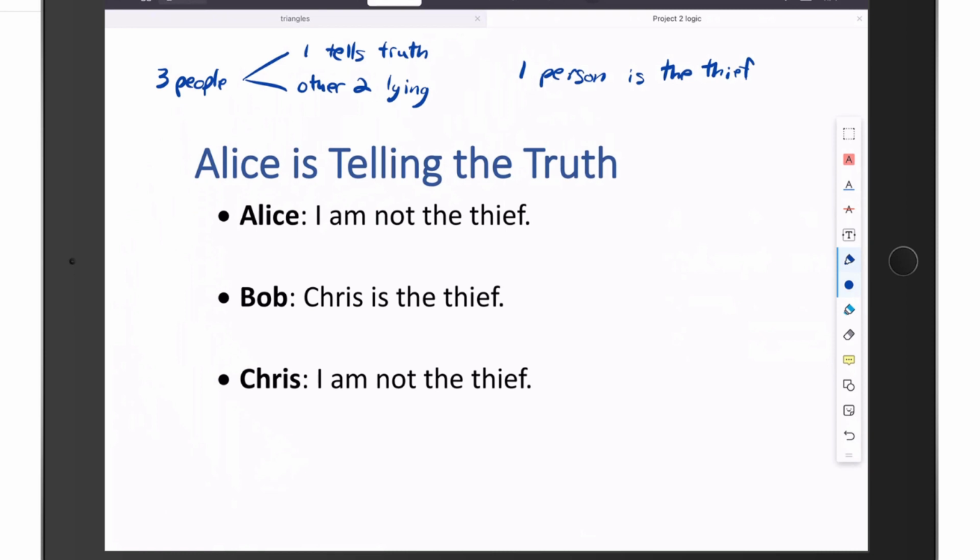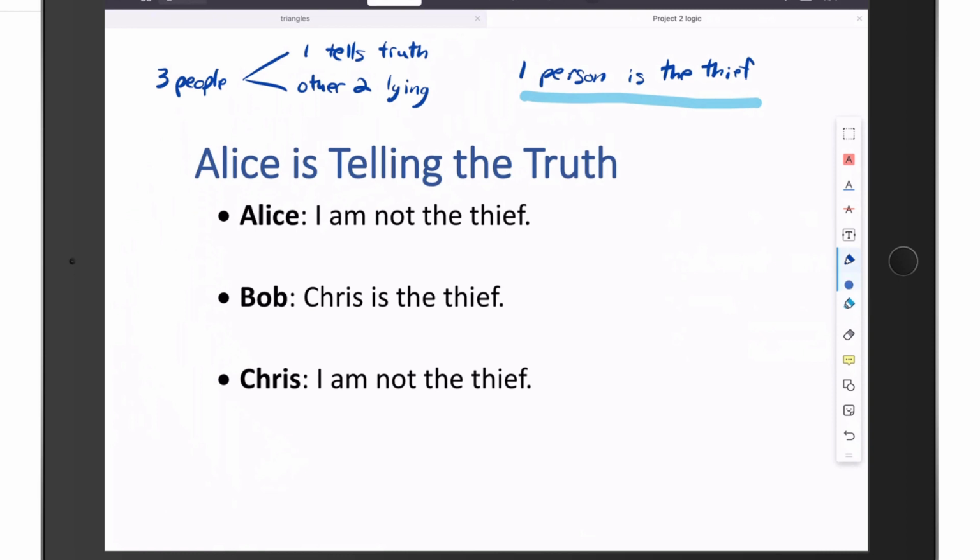So the strategy that I laid out in the project is to go through the scenarios where each person is the one who's telling the truth, the other 2 are liars, and look for contradictions. And the thing that we have to make sure of is that we end up with a case where only one person is the thief and there's no contradictions to that.